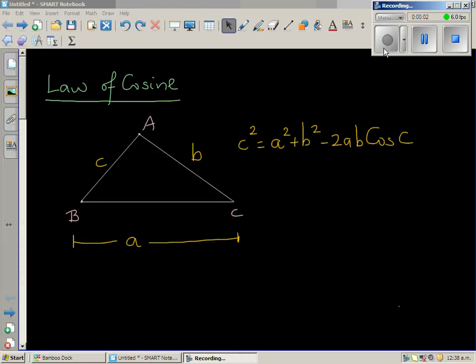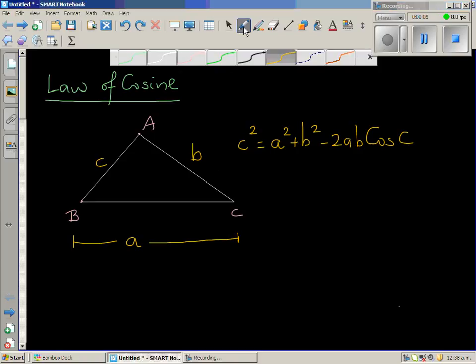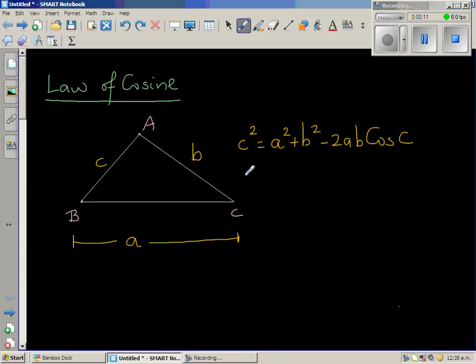In this video, we're going to prove the law of cosines, which is one of the forms of the cosine rule, which says c squared is equal to a squared plus b squared minus 2ab cos C. Now this is a convention of writing ABC.